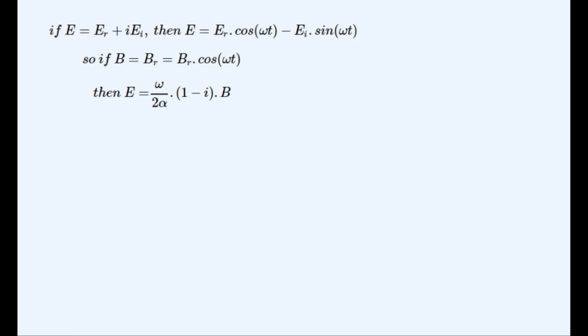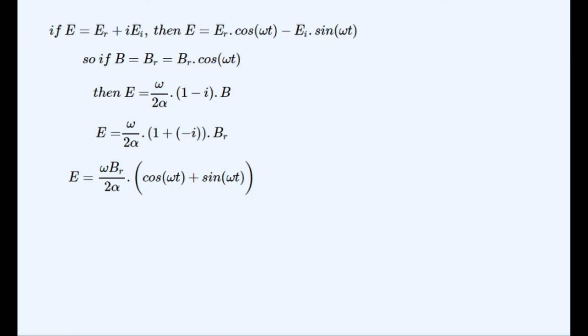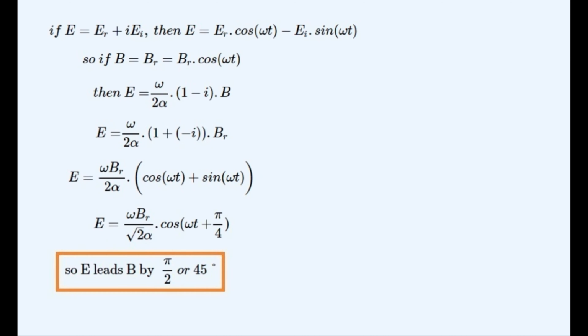Then we'll calculate E in terms of this value of B, which is given by this formula that we've found earlier. And we'll perform this very small substitution here so as to emphasize that B is purely real. So we can substitute these cosine and sine values in for the real and imaginary parts of the wave, which gives us this waveform for E. So we can say that E leads B, or B lags E, by 45 degrees.